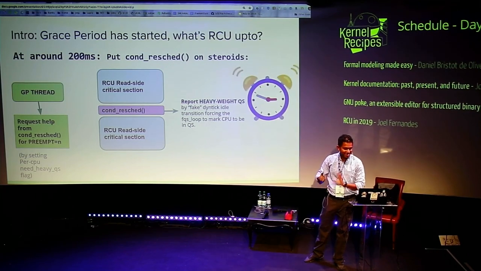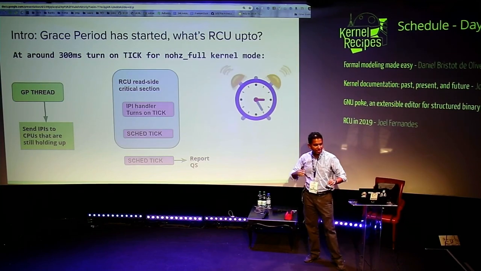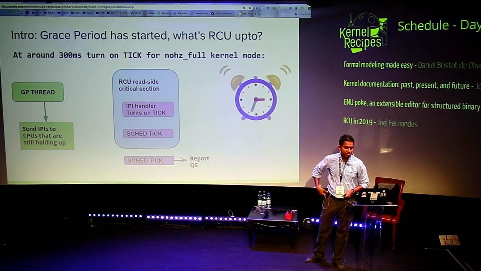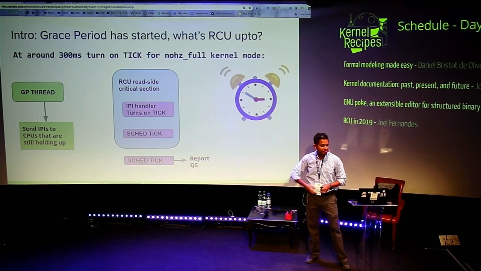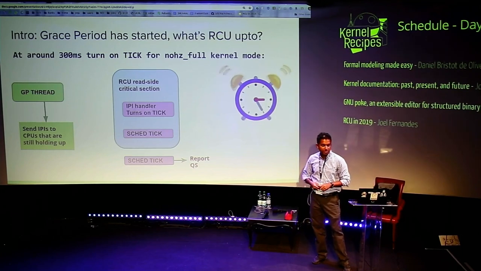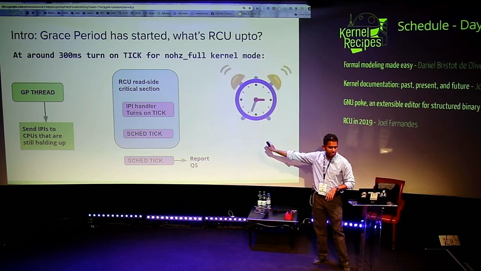A lot of detail, I'm very sorry. At 300 milliseconds, what the grace period thread does is it looks at, it's desperate now, 300 milliseconds have passed. What can we do to make that CPU pass through a quiescent state? And so for no-hertz full CPUs, no-hertz full CPUs are CPUs that don't have the scheduler tick running on them. And what it does, it decides to send IPIs to it.